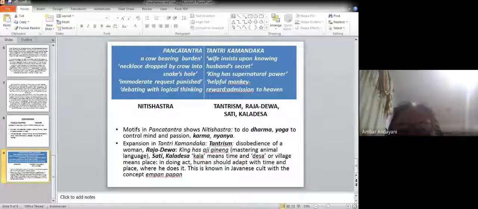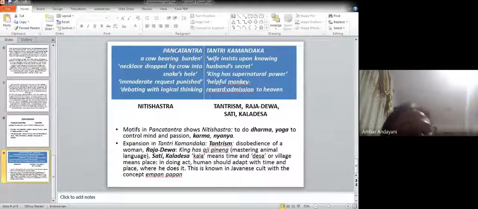There is a wife of a king that jumped into fire because she cannot know the husband's secret of Ajiginang itself. And Kala Desa. Kala means time, and Desa means village. It means time and place. So in doing acts, humans should always adapt with time and place.